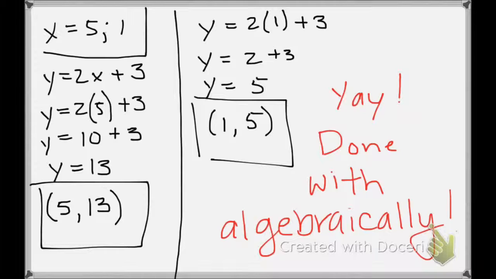Now doing this to the other x that we found, y = 2 times 1 + 3. y = 2 + 3. Add those two together, y = 5. And now we found the other one. So the other intersection is (1, 5). So, yay, we're done solving it algebraically.